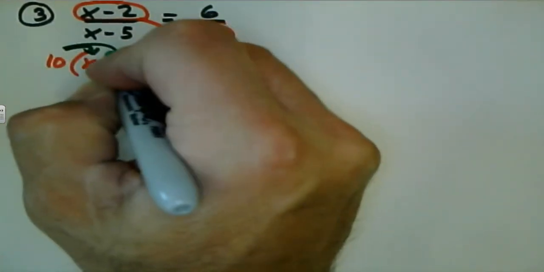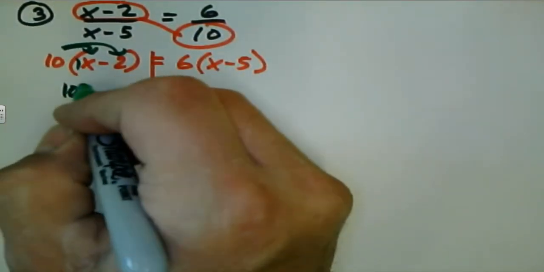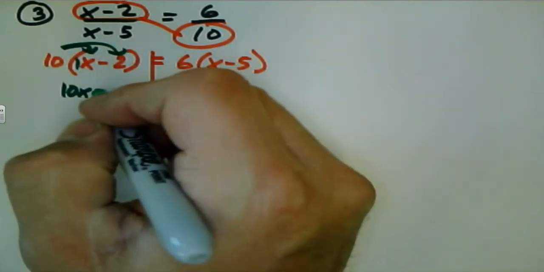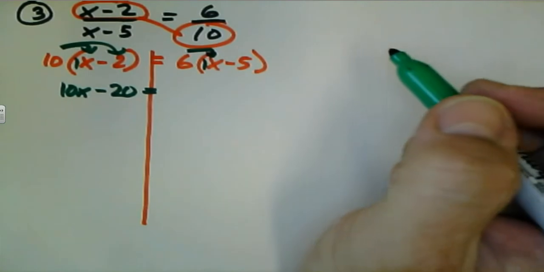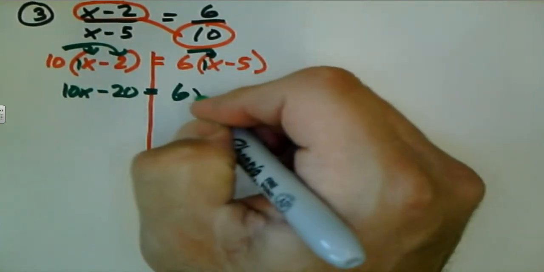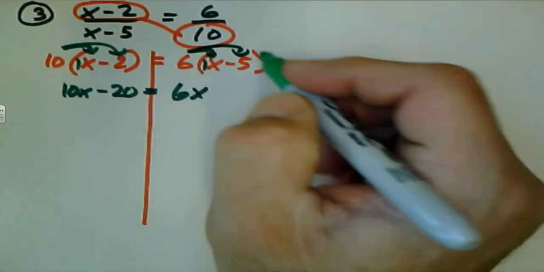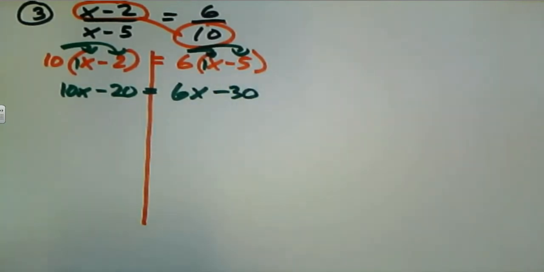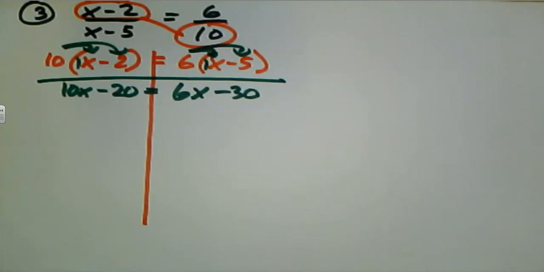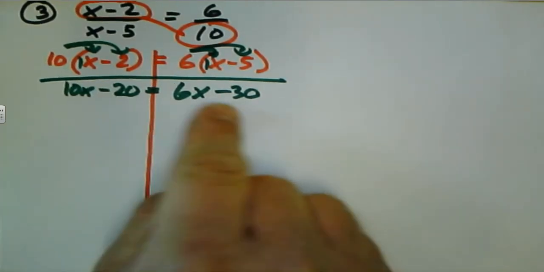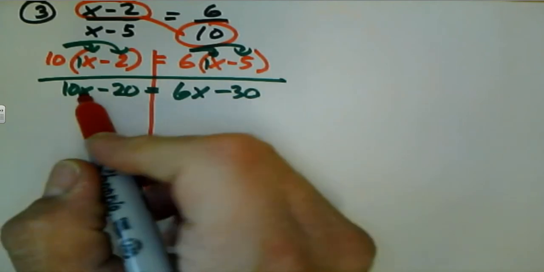Distribute. 10 times 1, 10, 1x. 10 times negative 2, negative 20. 6 times 1, 6. Add the x's, just 1x. 6 times negative 5, negative 30. Nothing to combine, but we do have an extra variable.